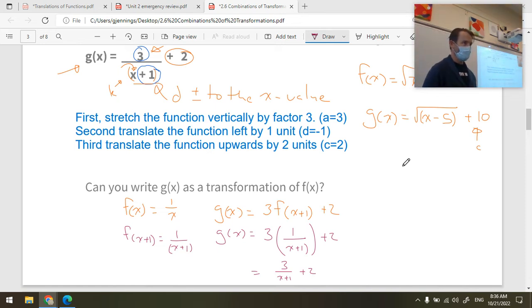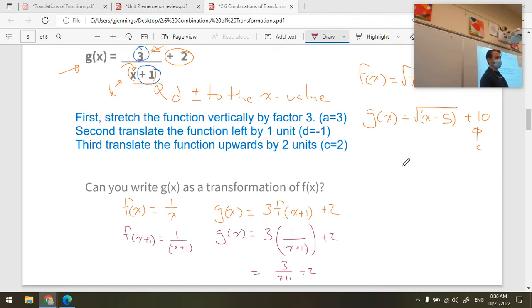Malcolm? So the 3f at x plus 1 plus 2, is it just a rearrangement of the 3 over x plus 1 plus 2? Yeah, it was like writing g of x as a transformation of f of x. So I know that the parent function for g of x is f of x, and I can just do things to that function to create g of x. Did that answer your question?